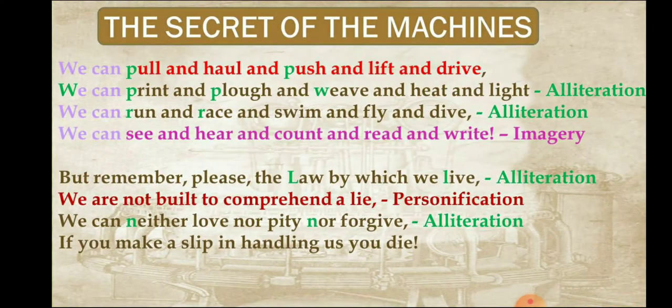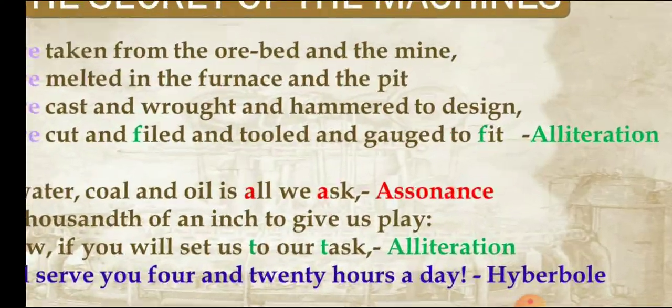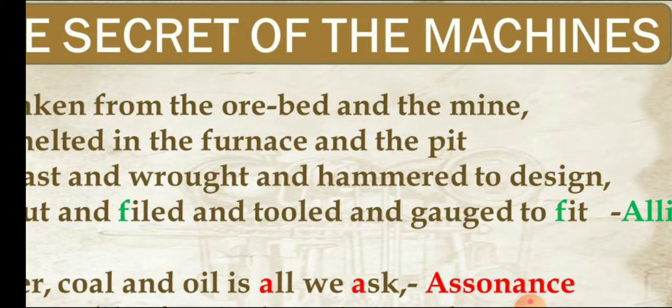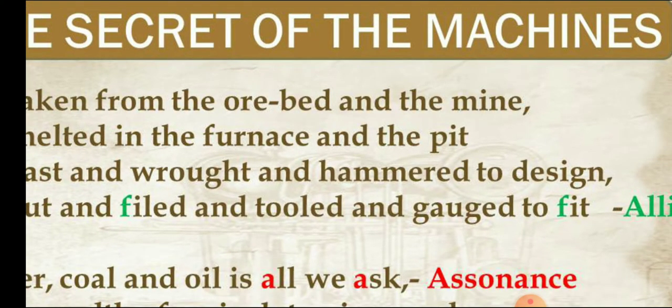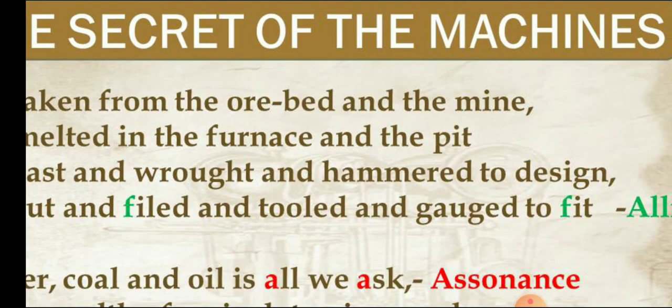So let me give the figures of speech. What rhyme scheme is employed in this poem? It is ABAB. In order to give a rhythmic effect, the poet has written in such a way that the entire poem follows the rhyme scheme ABAB. So for example, let me read the rhyming words in each stanza. Mine, design, pit, fit. Mine and design sound similar. Pit and fit sound similar. So here the rhyme scheme employed is ABAB.